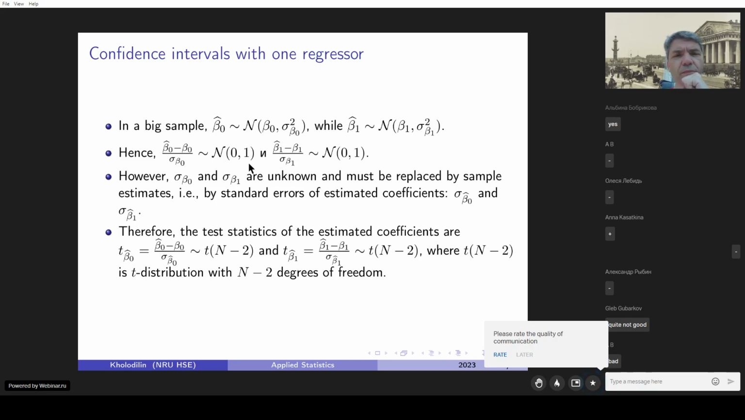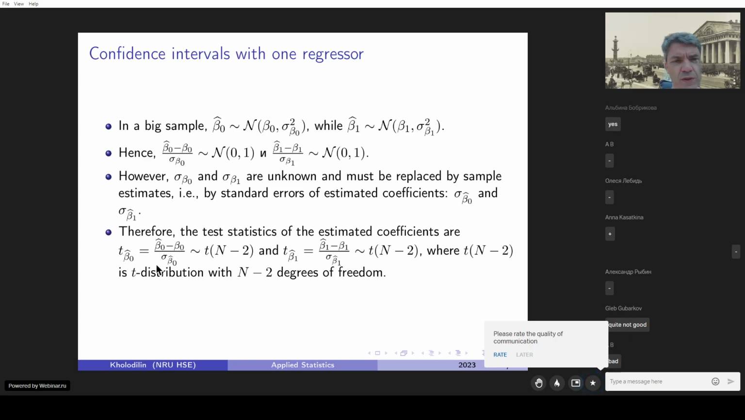Okay, this we did already when we constructed confidence intervals for means. Now, since sigma beta 0 and sigma beta 1 are not known, are not observed, we have to estimate them. And therefore, we replace these unobserved variances by their estimates. So also with hat. So the hat allows us to distinguish graphically the estimates from the true values.